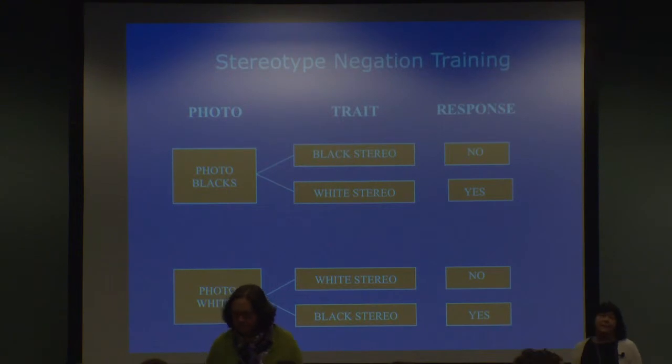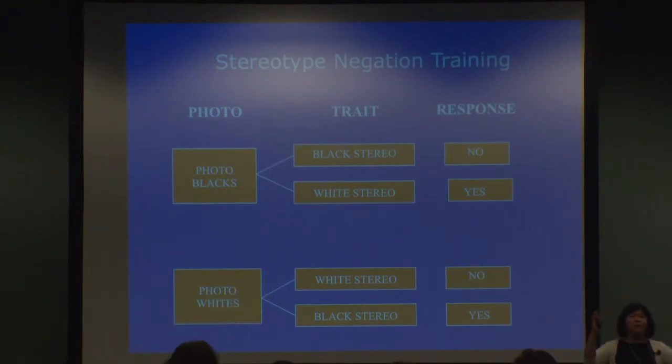Next, we trained participants in one of two ways. We said we're going to show a picture on the screen, and underneath the picture, you're going to see a trait. For participants in the stereotype negation condition, we told them whenever you see a trait that's typically associated with that category, respond no. So for Black photographs and Black stereotypes, respond no. White photographs, white stereotypes, respond no. However, when you see a trait that's typically not associated with that category, respond yes.